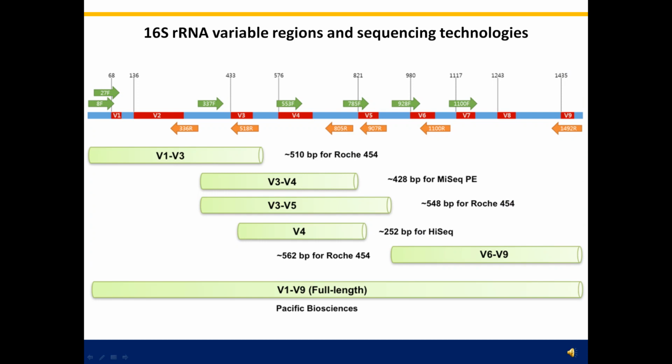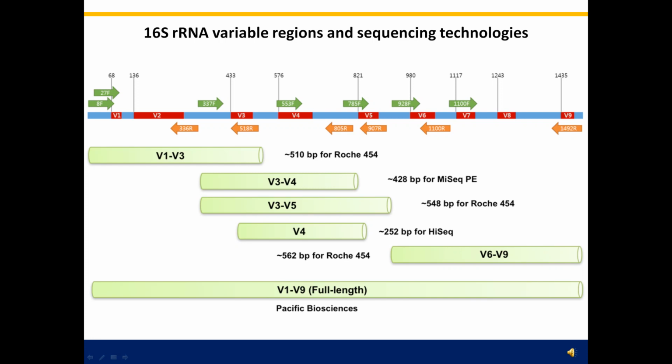So next, coming to the variable regions and sequencing technologies. We have discussed that we have different kinds of variable regions, like the V1 to V9 regions, and we have specific primer sets for each specific region. By looking at this picture, we can know which region can be amplified by using which kind of sequencing technology.